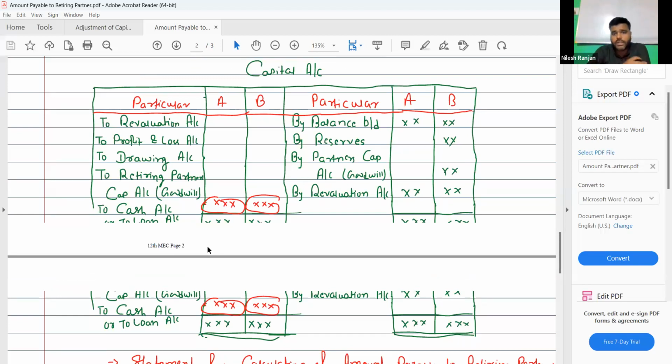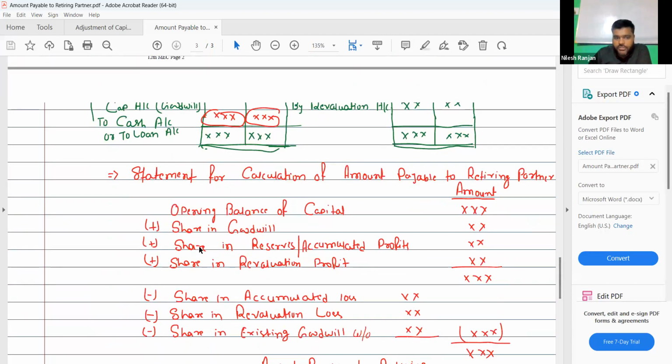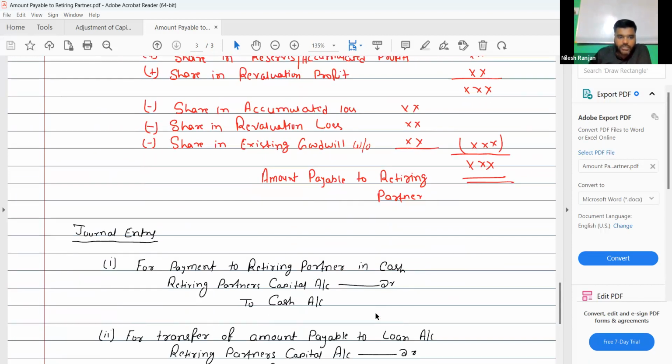So this is capital account of partner. You can also calculate this amount by preparing a simple statement. Opening balance of capital, share in goodwill. These are the items which are to be added here, and these are deducted here. So after that, the amount we will pay to the retiring partner. You can see here for payment to retiring partner in cash.